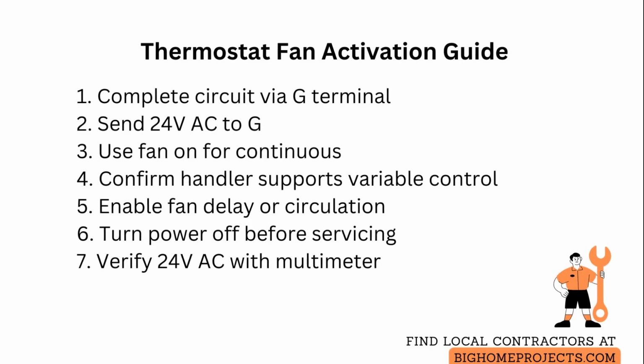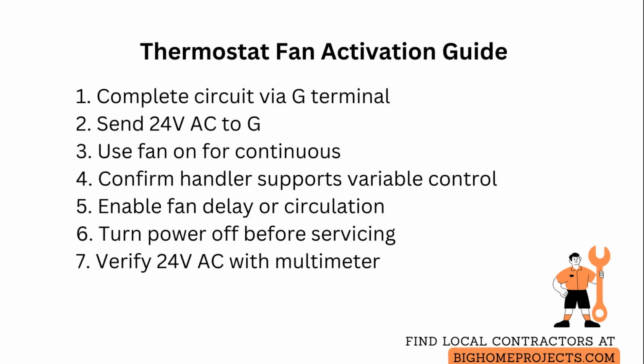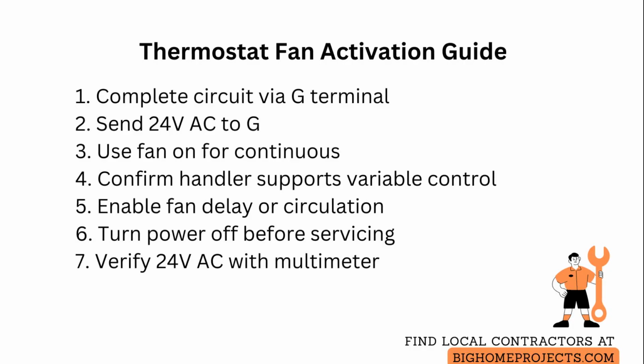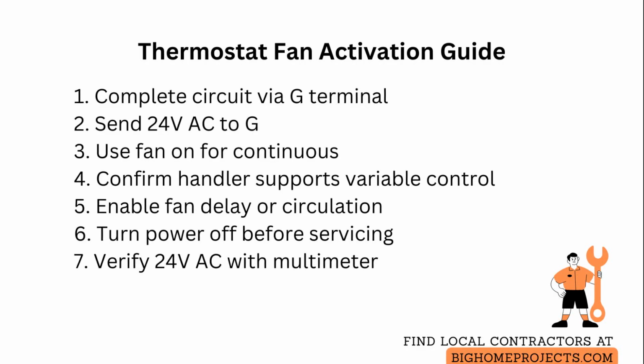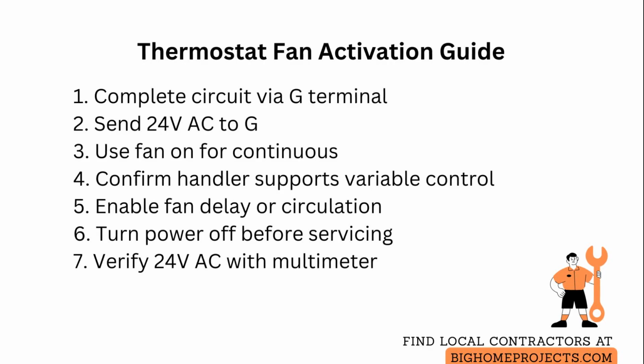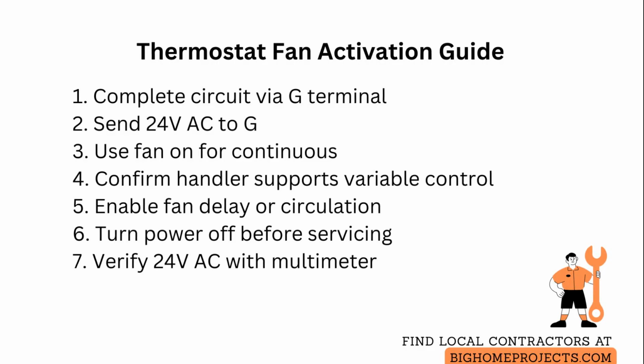For manual fan operation, most thermostats have a fan on or fan auto setting. Selecting fan on supplies continuous power to the G terminal until the setting is changed. Some thermostats and systems support a continuous fan speed or variable fan control, which modulates the blower with pulse width modulation or variable frequency drive technology, and you should confirm whether your air handler supports these modes before enabling them to avoid unusual noise or wear.